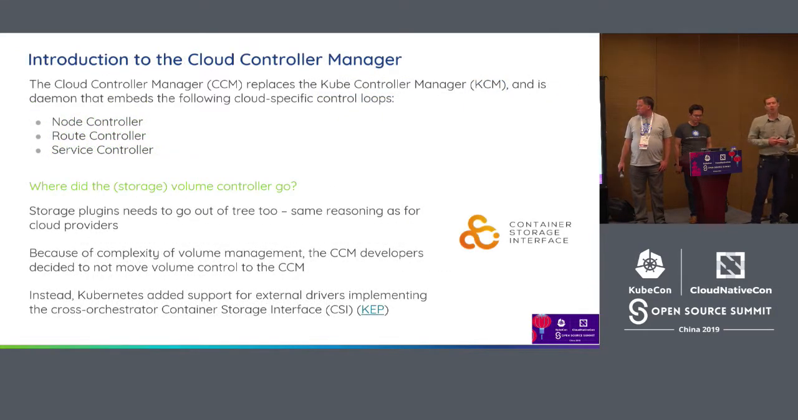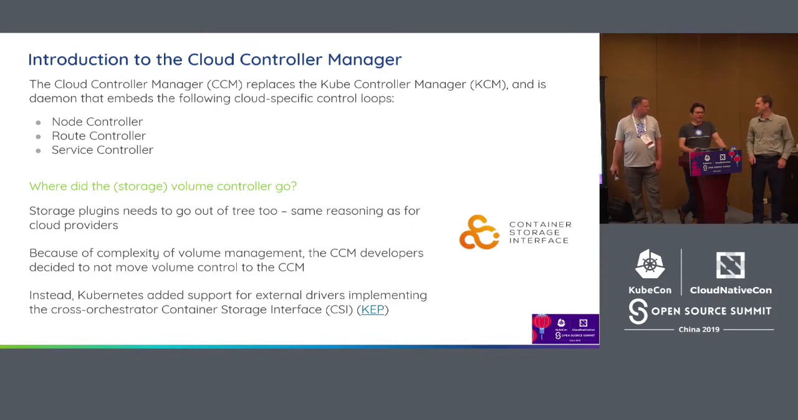Okay. So for the out-of-tree providers, we want to introduce the Cloud Controller Manager. The Cloud Controller Manager replaces the Kube Controller Manager and is a daemon that embeds the following cloud-specific control loops: the node controller, the route controller, and the service controller. Now, if you're familiar with the Kubernetes code base, you might be thinking, where does my volume controller go? To help explain that, I'll take over here because I've been active in SIG storage.